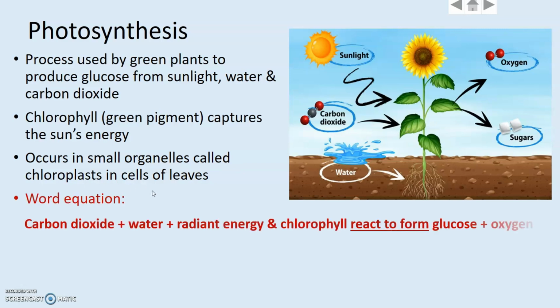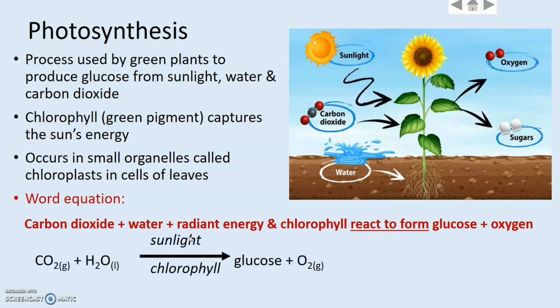If I had to write a word equation, it would be carbon dioxide plus water plus radiant energy and chlorophyll react to form glucose and oxygen. I can write it as an abbreviated chemical equation using symbols. CO2, gas, carbon dioxide plus water liquid reacts to form glucose and oxygen. Whilst the sunlight and chlorophyll are necessary, they're not one of the reagents.